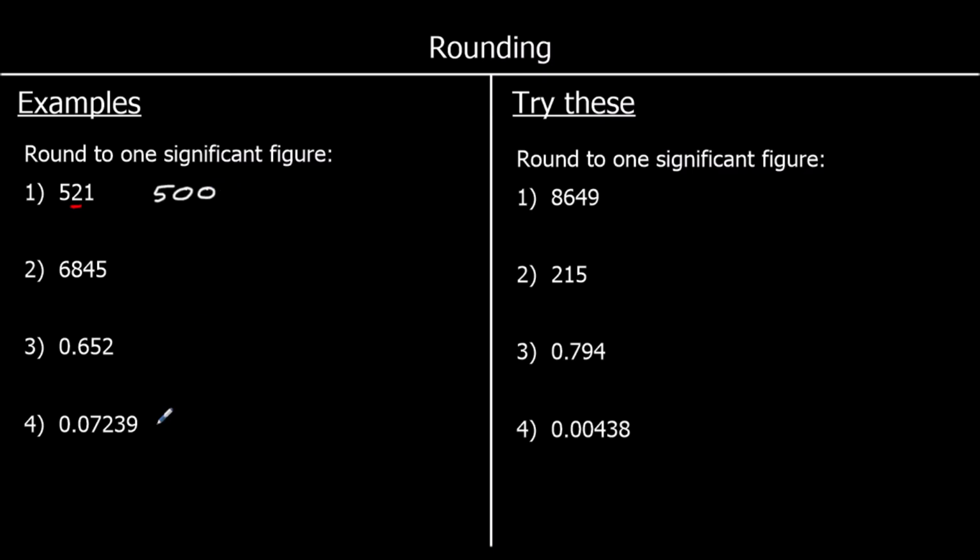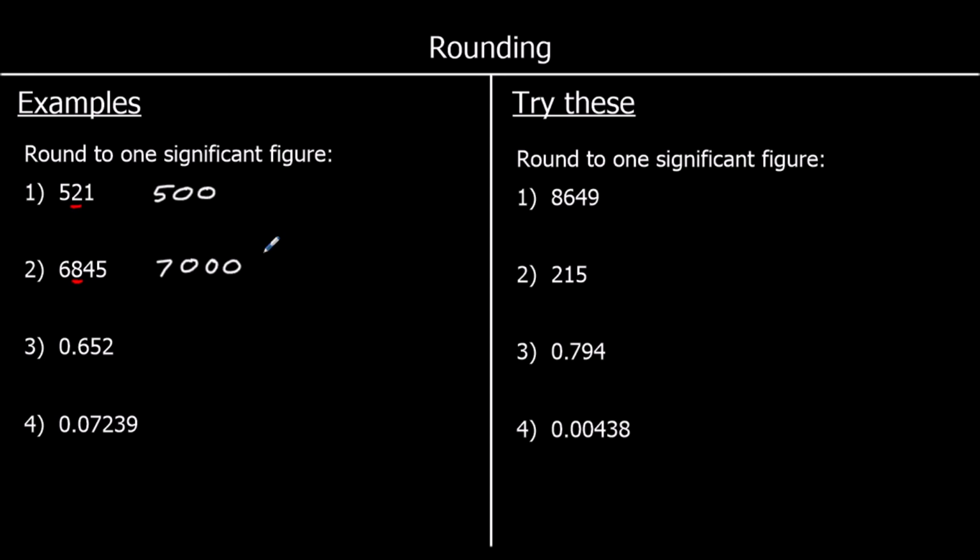In the second example, the first non-zero number is this 6, which is worth 6,000. We look at the number after it, the digit after it. Is it 5 or above? This time it is. So it's going to round up. So 6,000 is going to round up to 7,000. It's closer to 7,000 than it is to 6,000.